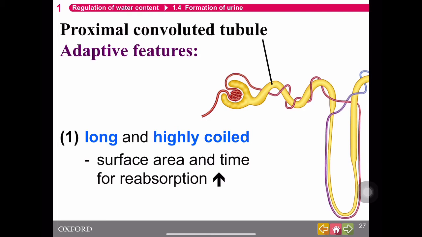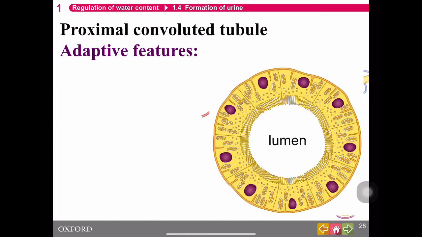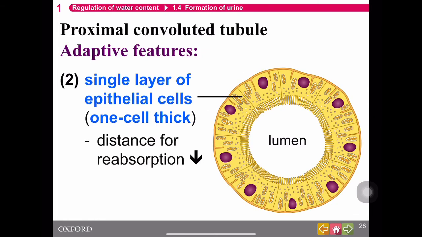We have some adaptive features for the proximal convoluted tubule to achieve efficient reabsorption. First, it is long and highly coiled to provide a large surface area, and it can allow a longer time for reabsorption. So this is the first adaptive feature, being long and highly coiled, providing large surface area and longer time for reabsorption.